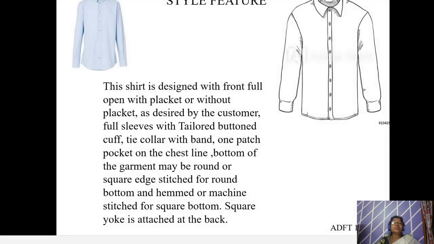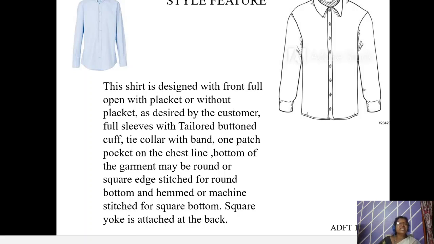Then we'll discuss the style feature. Before the style feature, in the tie collar, full open, full arm shirt, we learned what kind of materials we can select, what trimming materials we can use, and what measurements are required for this garment. Then components, what components do we require? All this we learned in this session. Next, we'll move to the style feature of the garment.